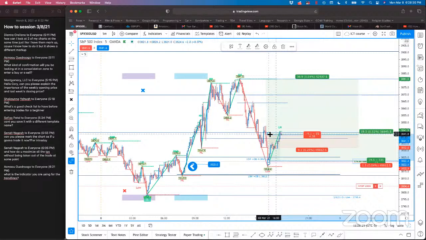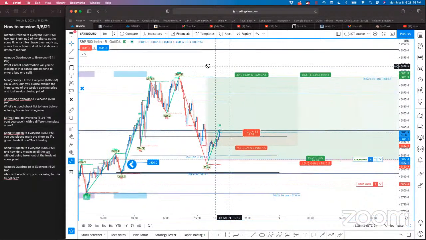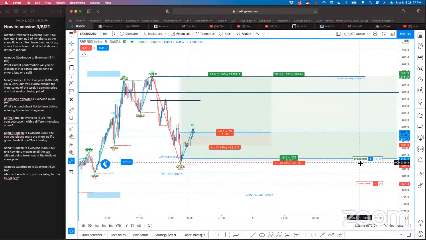And I'm up almost $800 on this. And that's in my live account. And on the demo account, we're at 175.50 if I was to close this out right now.